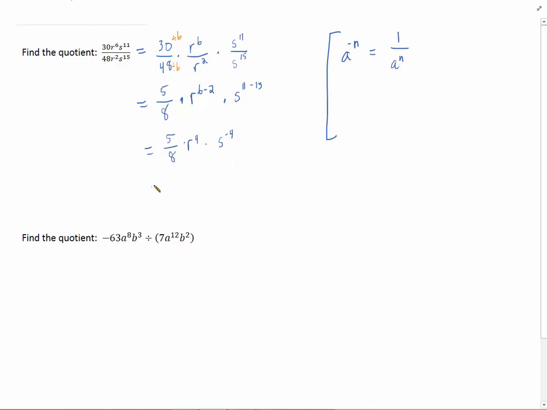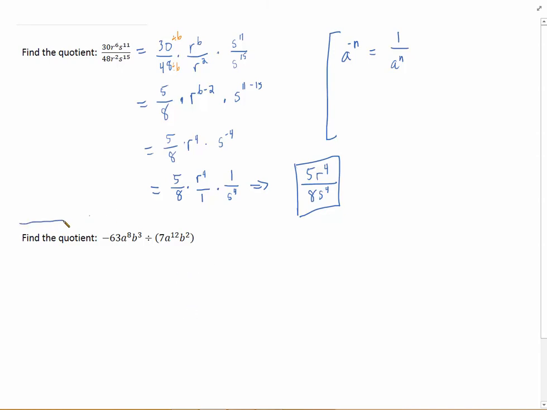And so then this is the same as 5/8 times, I can think of that r to the 4th as r to the 4th over 1, and I can think of that s to the negative 4th as 1 over s to the 4th. And I can rewrite this as the single fraction 5 r to the 4th over 8 s to the 4th. And that's how I would simplify it.